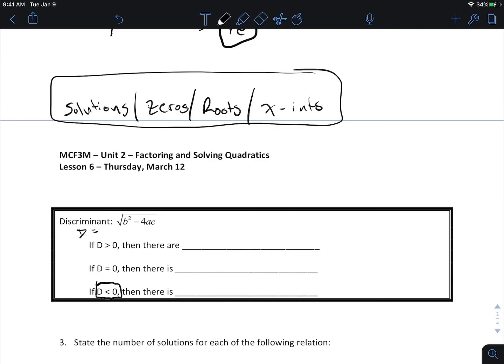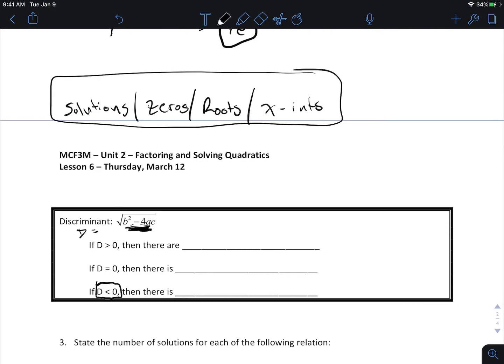D is less than 0, which is another way of saying D is a negative number. So if I get a negative number under here, Aiden, what happens? You get a negative number underneath the square root. What happens right here?